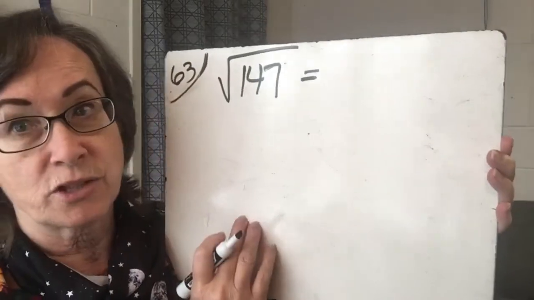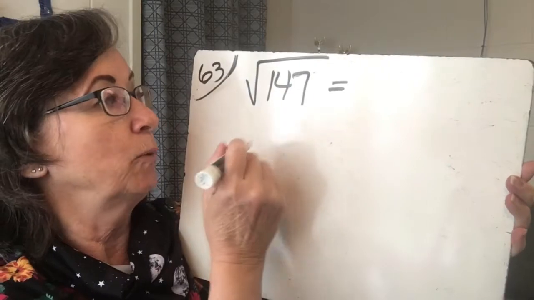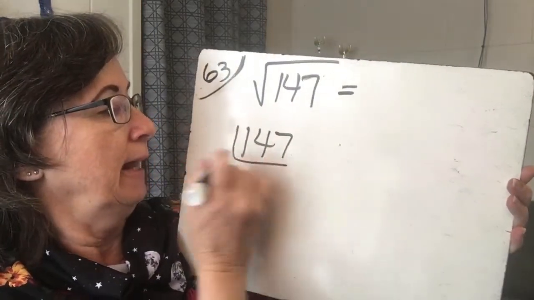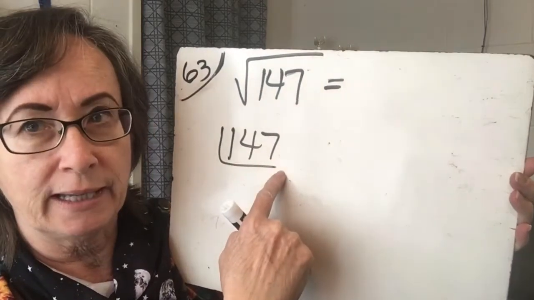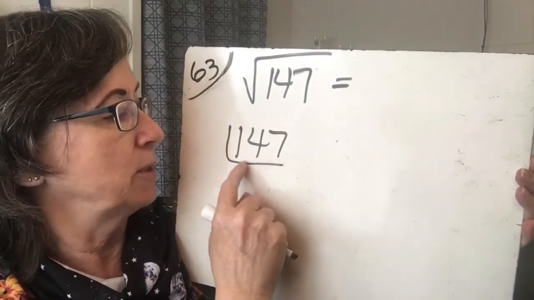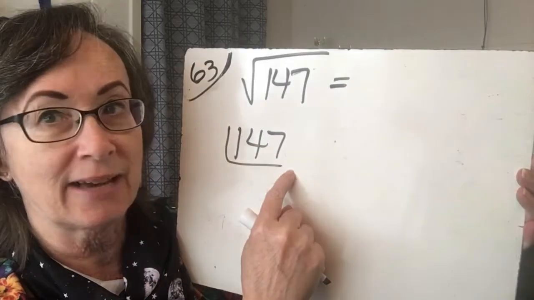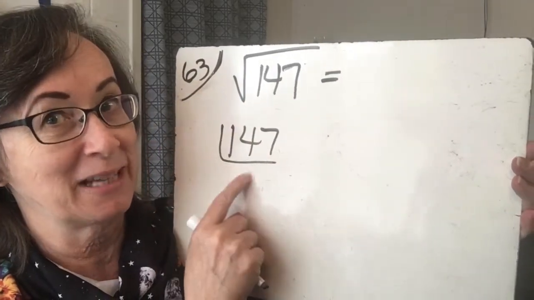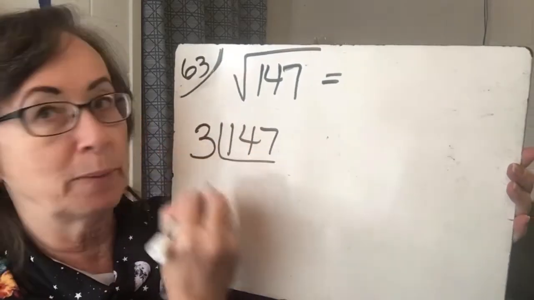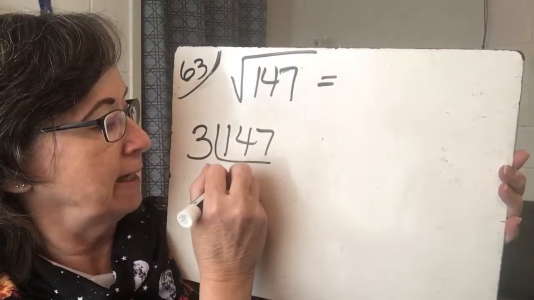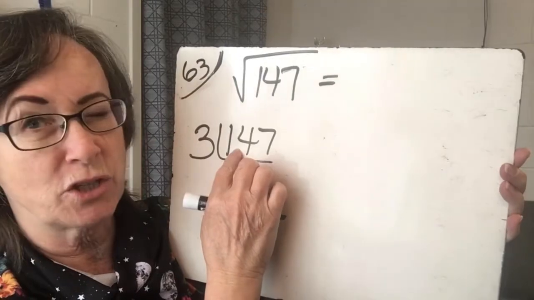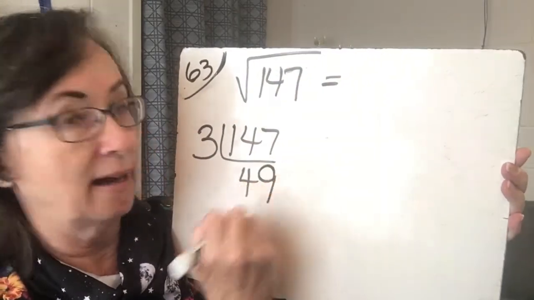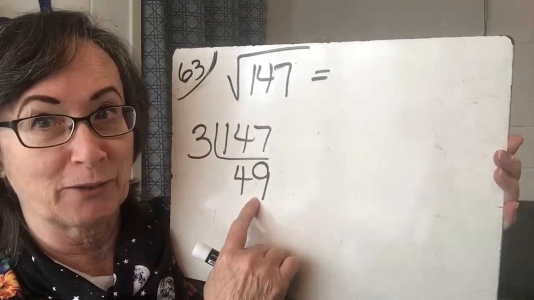All right, so the square root of 147, we're going to first prime factor 147. And I know that a 3 goes into this. How do I know? Because when I add the digits, I get 1 plus 4 plus 7 is 12. 12 is divisible by 3, and therefore this number is divisible by 3. So I'm going to put in a 3. 3 goes into 14 4 times with 2 left over, 27. 3 into 27 is 9. Ooh, that is a perfect square, isn't it?